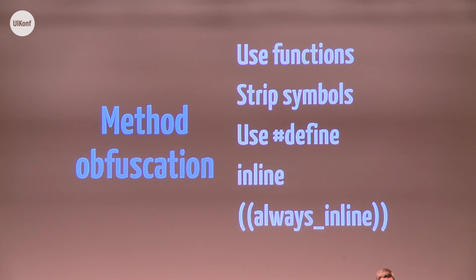Method obfuscation. As I said, do not use Objective-C methods, use C functions instead. Don't forget to strip the debug symbols during compilation of your application. Use a define trick to hide real function names. I will show it a little bit later. And for C functions, use the inline and always_inline compiler attributes.